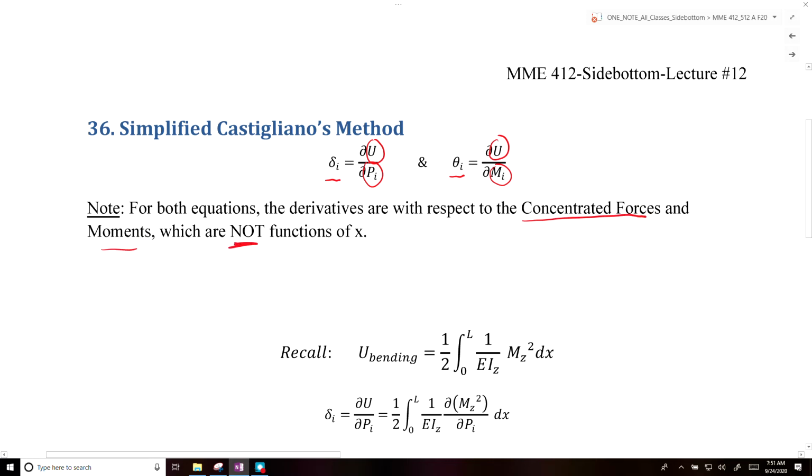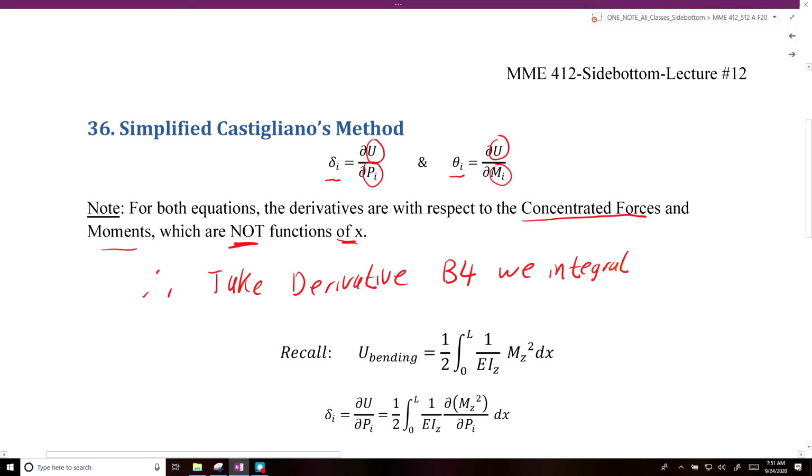Okay, so for both of these equations, the derivatives are with respect to a concentrated force and moment, which are not functions of x. Because of this, since we obtain the derivative with respect to the concentrated forces and moments that are not functions of x, we can take the derivative before we integrate to solve for our strain energy.